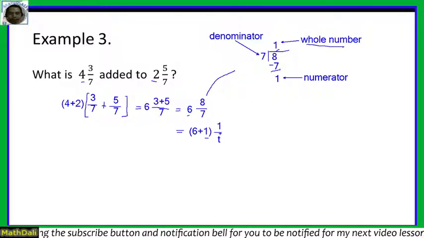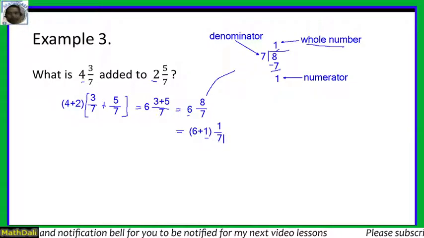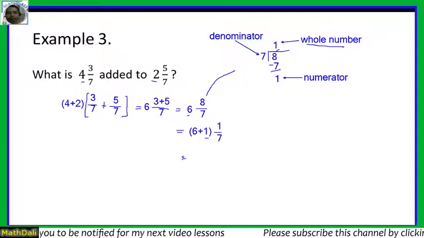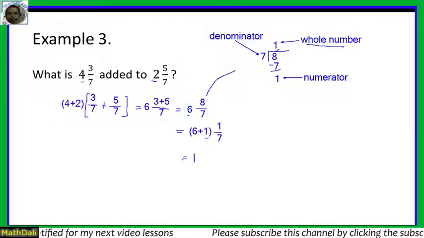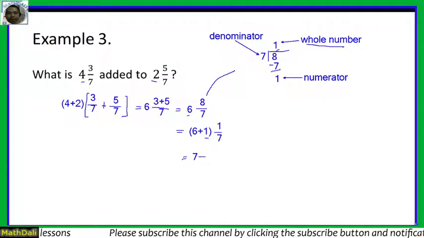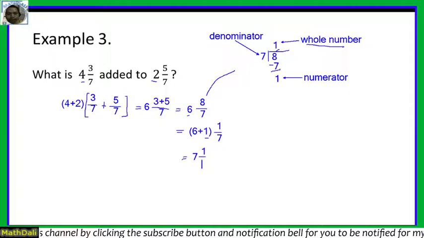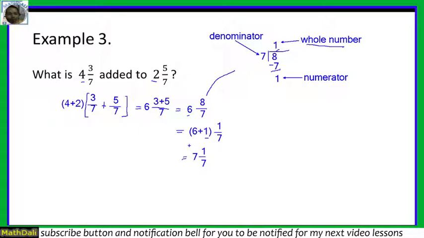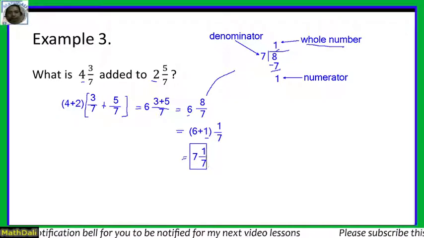Okay, so yan. Sorry. Should be 7. So, i-add natin to, 6 plus 1, that will be equal to 7, and yung fraction natin, we have 1 over 7. Ayan. So, yan na yung ating sagot. Close ko lang ng box.